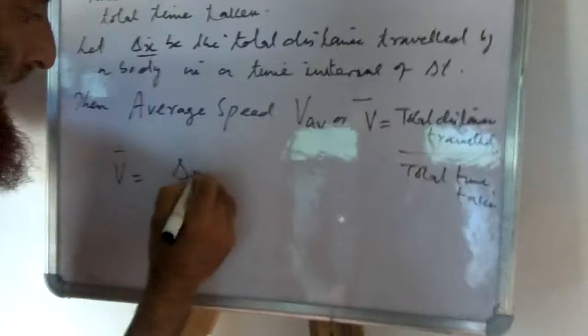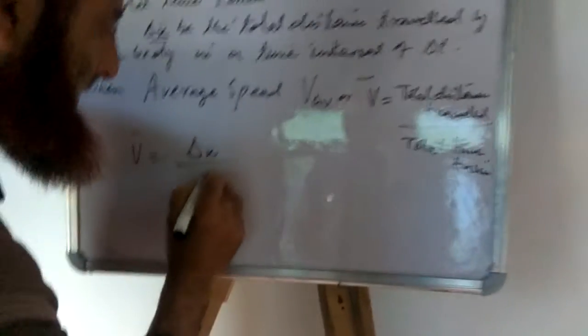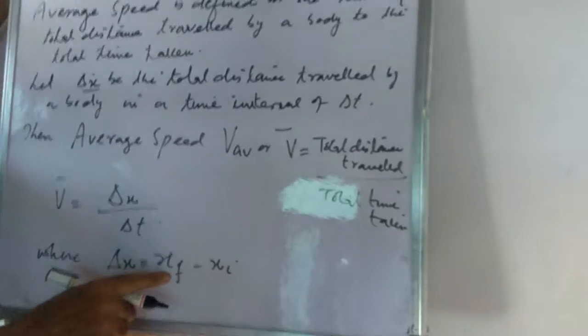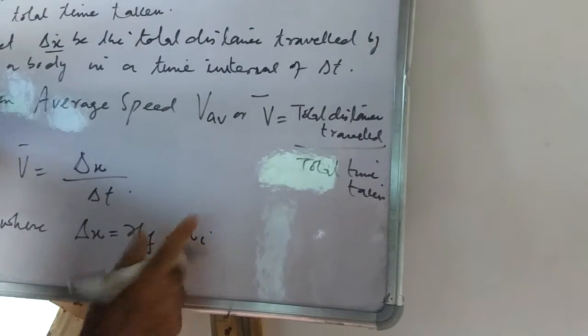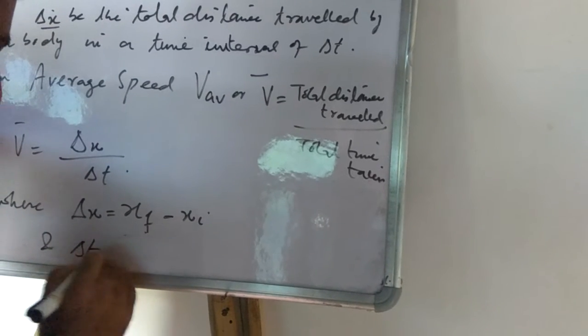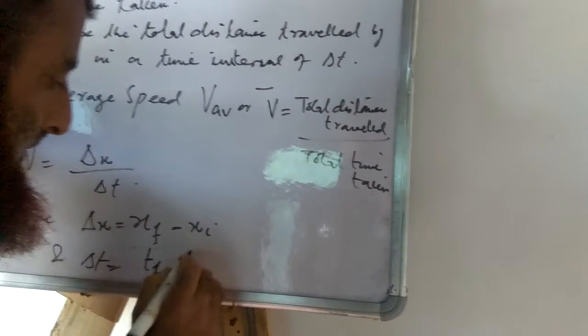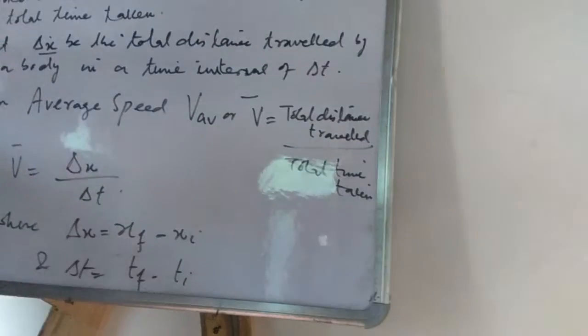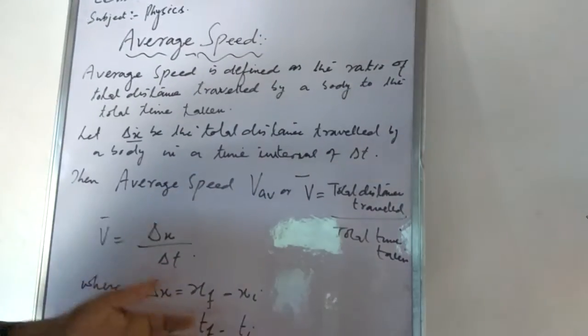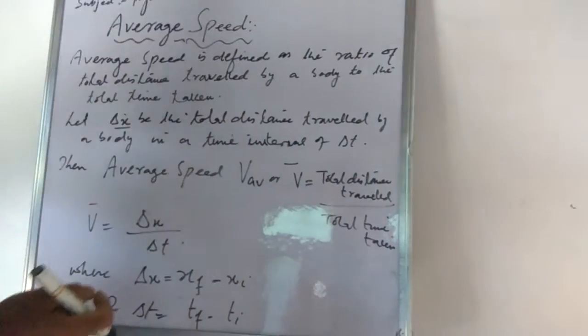We suppose that delta x is the total distance traveled and the total time taken is delta t, where delta x is xf minus xi, the final position minus the initial position, divided by delta t, which is tf minus ti, the final time minus the initial time. This is how we calculate the average speed of a body. Now we will discuss the average speed of a body in different situations.